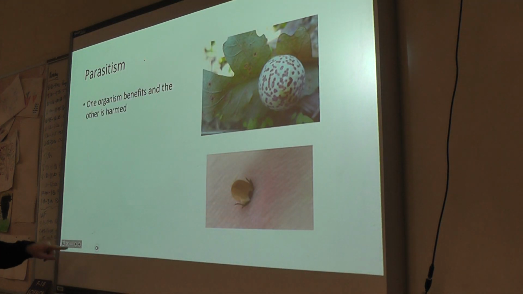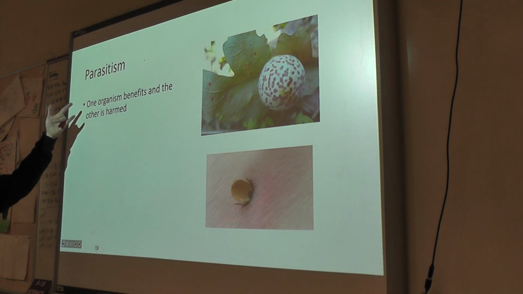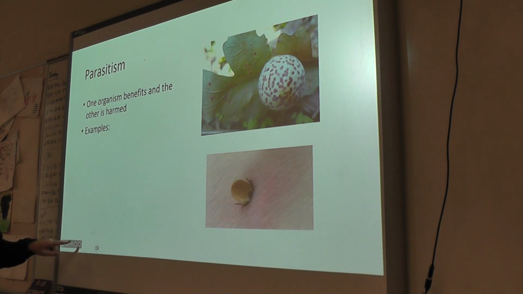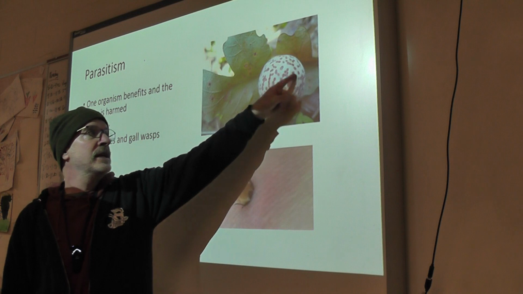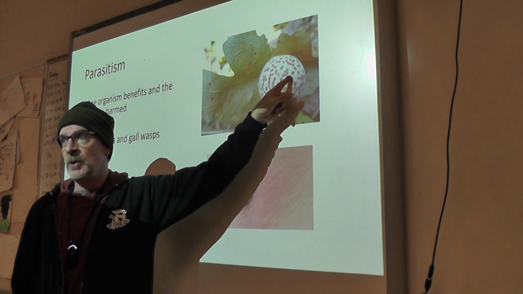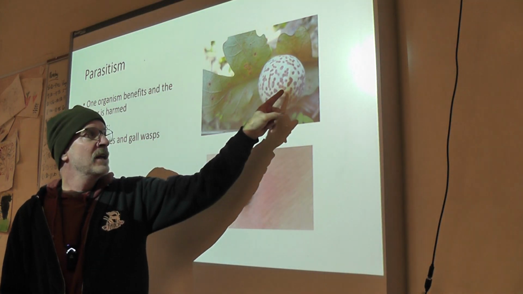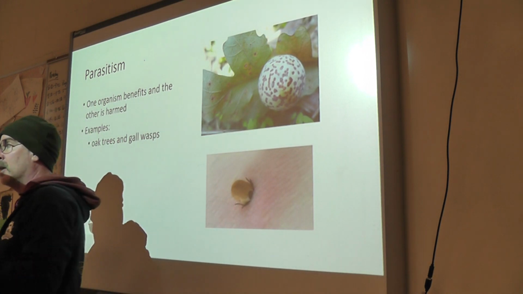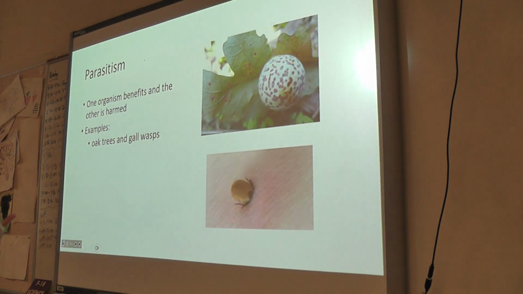And then parasitism is fun. This is one where one organism benefits and the other is harmed. And there's a couple examples that we're likely to encounter around here. One are these things right here, which you've all seen. You may not have noticed, but most of you probably have. These are the little crunchy things that are on the ground and often attached to oak leaves.